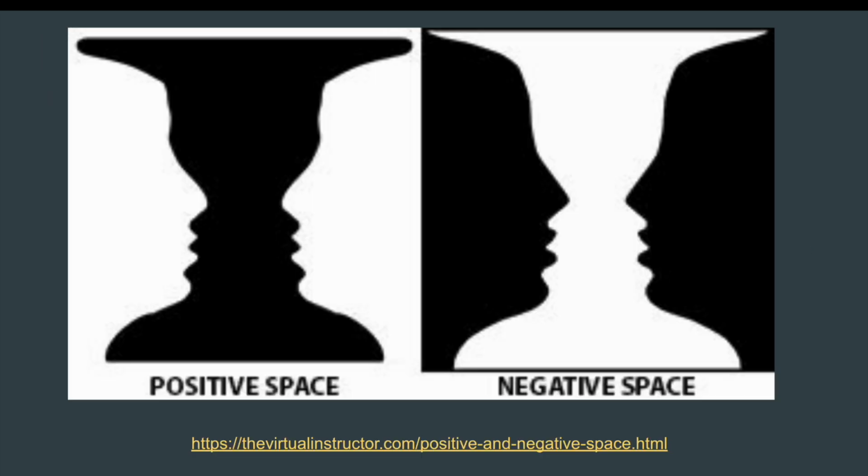So here's an example. If you look on the left side, you might see a vase. If you look on the right side, you might see two faces. In both cases, the images are exactly the same, but we've used black to create the positive space, and we've used white to create the negative space. And so generally, you tend to see the black space first, and that would be considered the positive space. And then whatever is surrounding it would be the negative space.